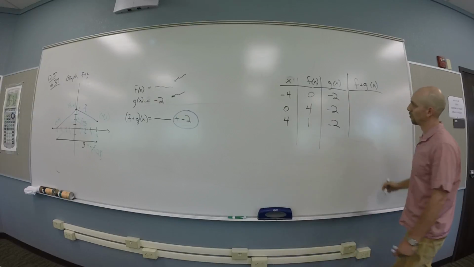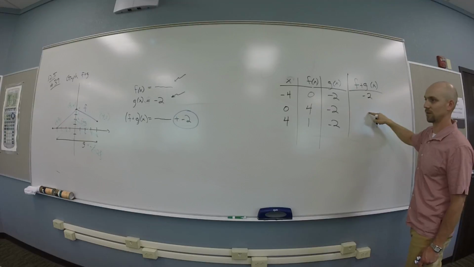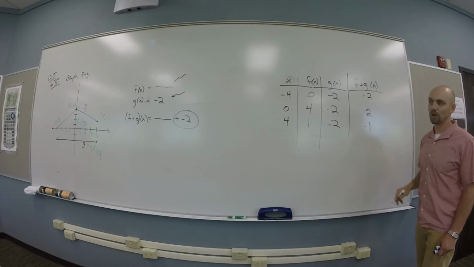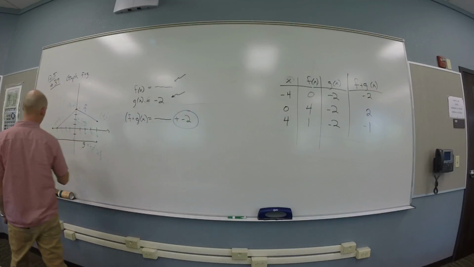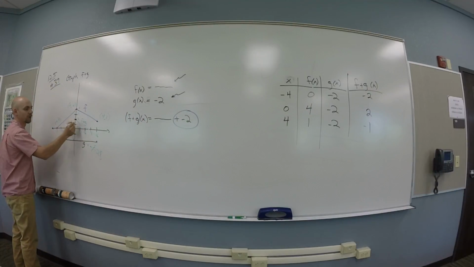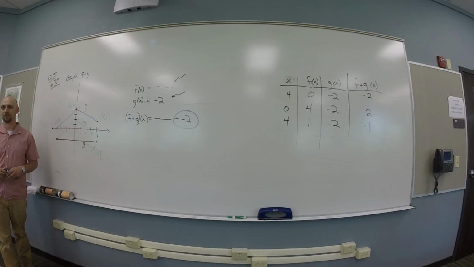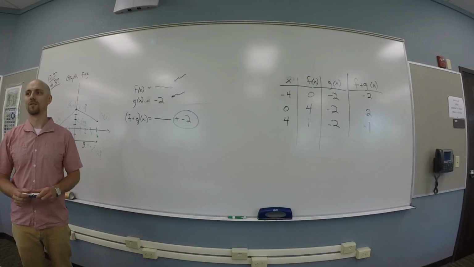So what do I get? Negative 2, positive 2, and negative 1. So notice those are these three heights, right? Negative 2, positive 2, negative 1. Cool. So either way, both things work. Cool. Questions?